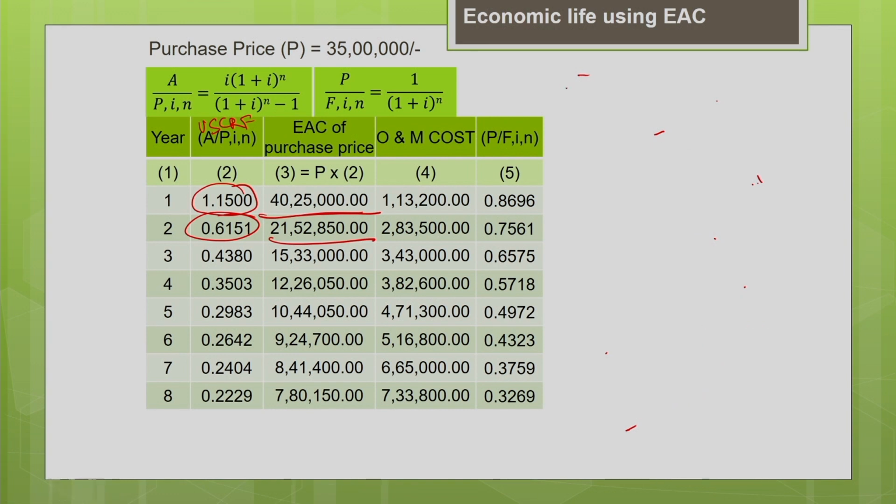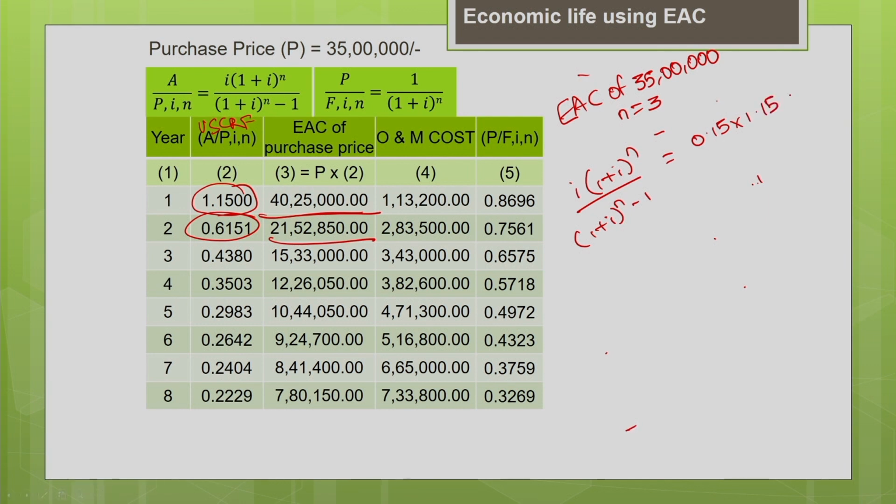Okay. So, now we have to find the equivalent annual cost for the third year of the purchase price, 35 lakh, for year 3, n equal to 3. It is nothing but i(1+i)^n divided by (1+i)^n minus 1, that is 0.15 into 1.15 power 3 divided by 1.15 power 3 minus 1. This gives you the value as 0.4380.